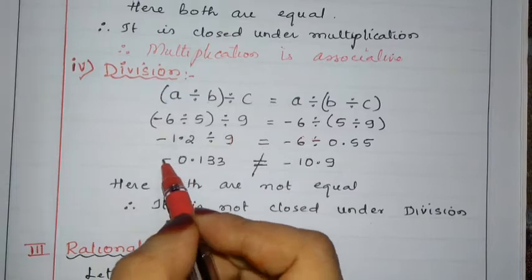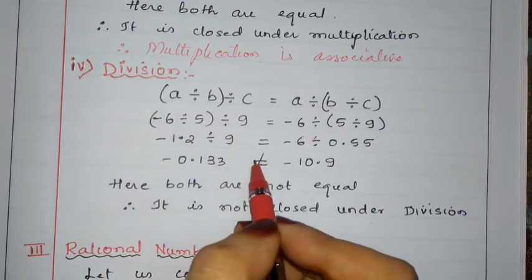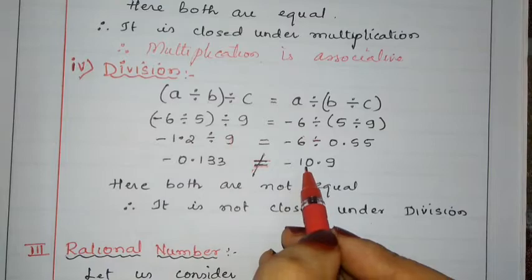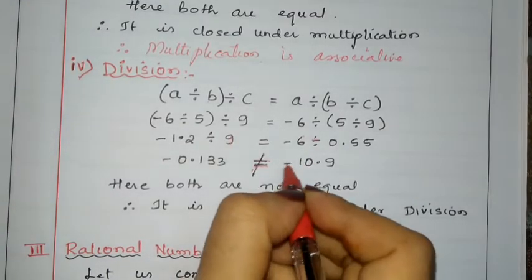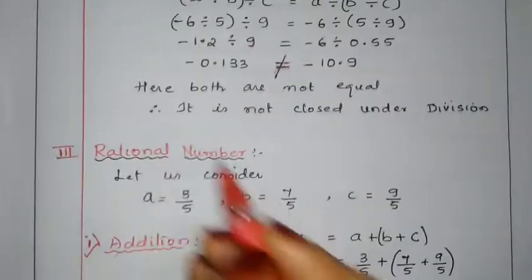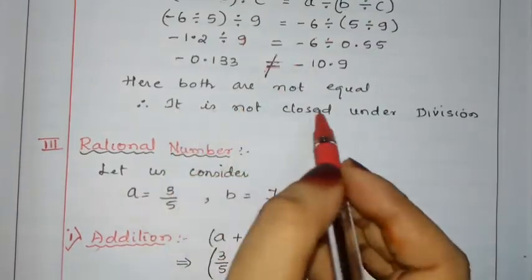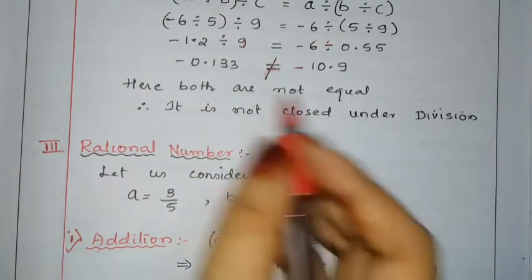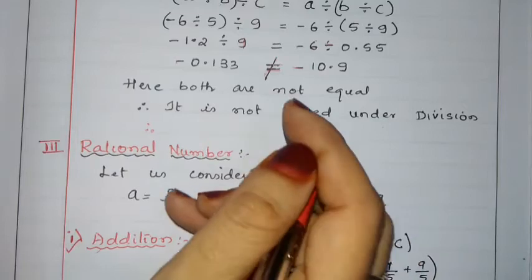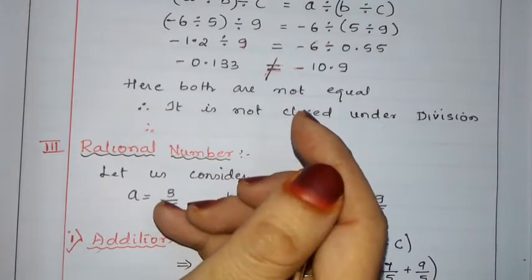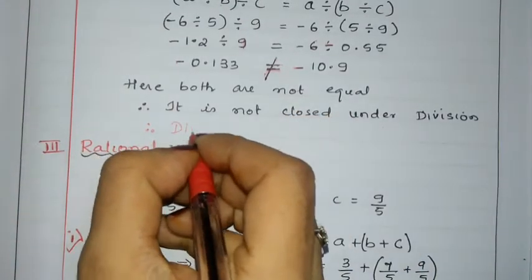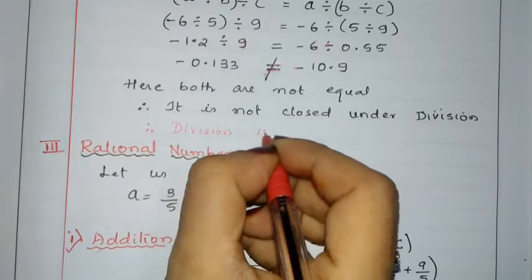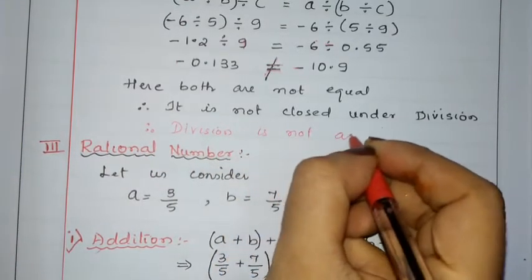So minus 0.133 is not equal to minus 10.9. Is it equal? Both are not equal. Here both are not equal, therefore it is not closed under division. So you can even write, only if you remember, multiplication is associative and division is not associative.